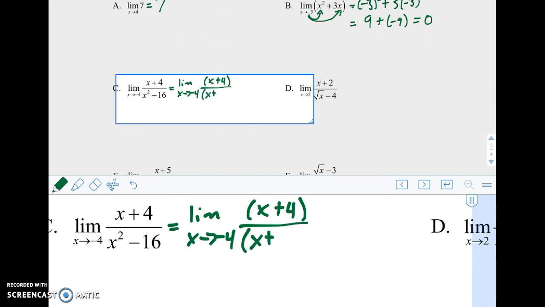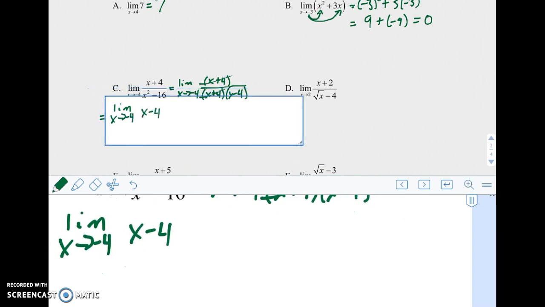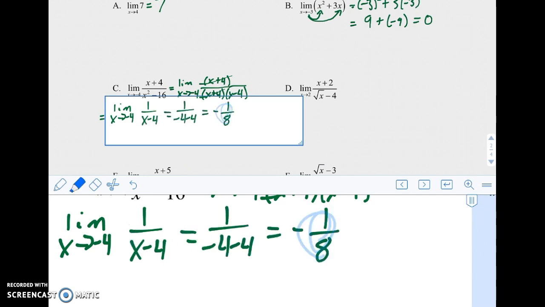So that's going to be an x plus 4, and our other one will be x minus 4. Right? So the x plus 4's will cancel out. They'll go away. We'll be left with just the limit as x approaches negative 4 of 1 over x minus 4. I can take that negative 4 and now plug it in. So 1 over negative 4 minus 4, which is going to be negative 1 over 8. Right?